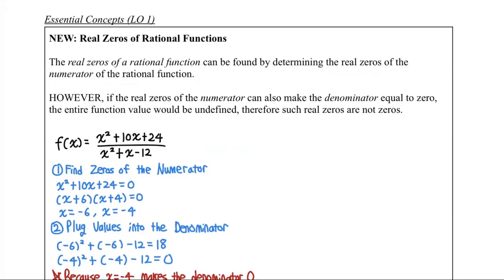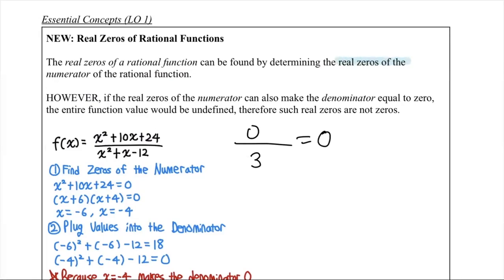I hope you all know how fractions can be zero. Whenever we have a zero in the numerator, regardless of what value we have in the denominator, that equals zero. So if we were to find the zeros of a rational function, we can just find the real zeros of the numerator. However, this is an important thing. If the real zeros of the numerator also make the denominator equal to zero, the entire function value would be undefined. Therefore, such real zeros are not zeros.